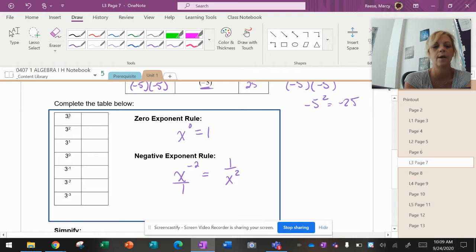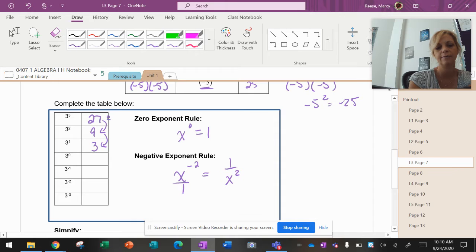Let's start up at the top here. So I know 3 cubed means 3 times 3 times 3, 27. 3 to the 2nd is 3 times 3 is 9, right? 3 to the 1st is 3, okay? And I'm going to stop there, right? How do I look at these numbers and figure out, how do I go from 27 to 9 or 9 to 3?